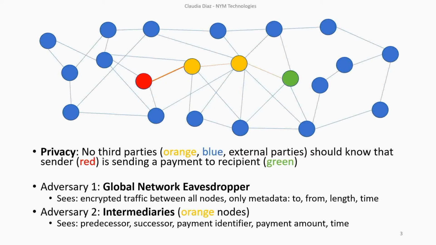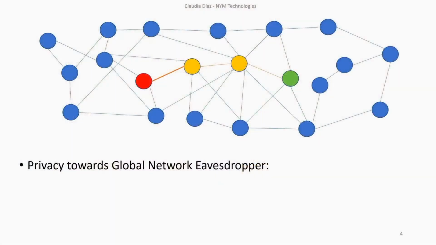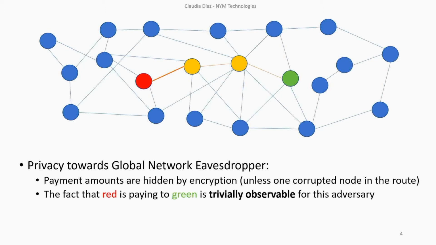All right, so let's look at how Lightning is performing against these adversaries. Towards the global network eavesdropper, and this was already mentioned in the previous talk, so I will expand on that. Payment amounts are hidden by encryption, so that's good. But if the adversary, in addition, has one single corrupted node in the route, they would already get information about the payment.